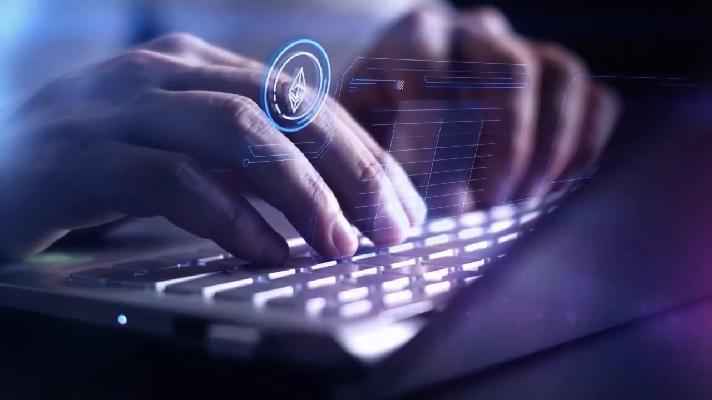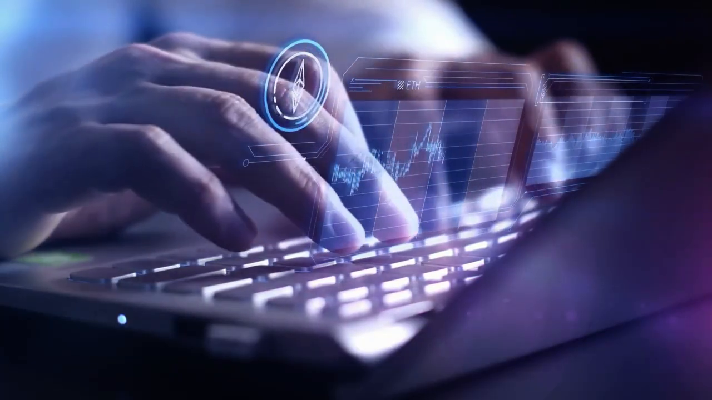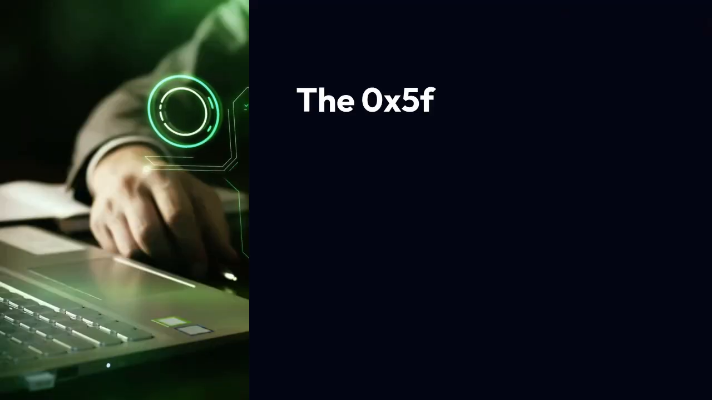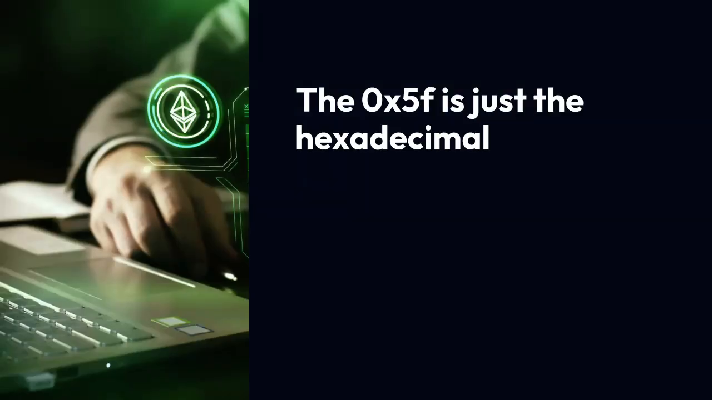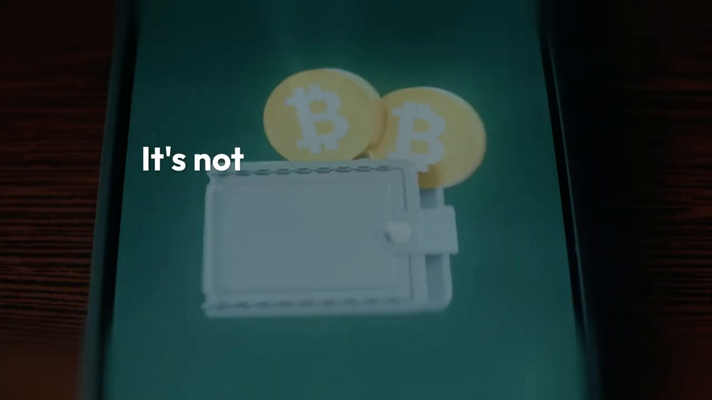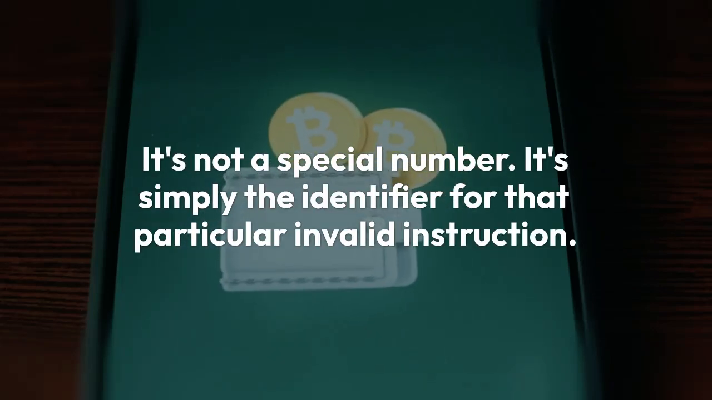When the error specifically says opcode 0x5f not defined, it's pointing to a very particular instruction that the EVM found. The 0x5f is just the hexadecimal representation of that specific unrecognized opcode. It's not a special number, it's simply the identifier for that particular invalid instruction.